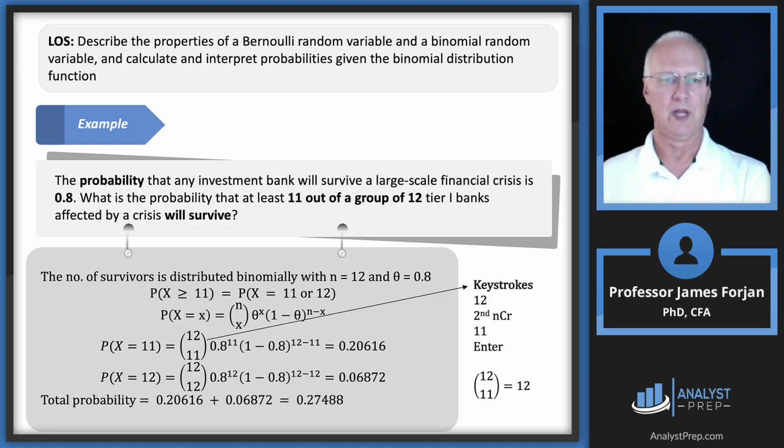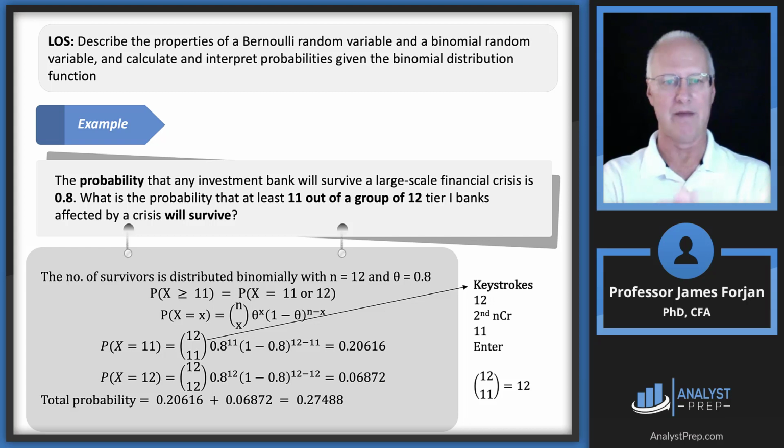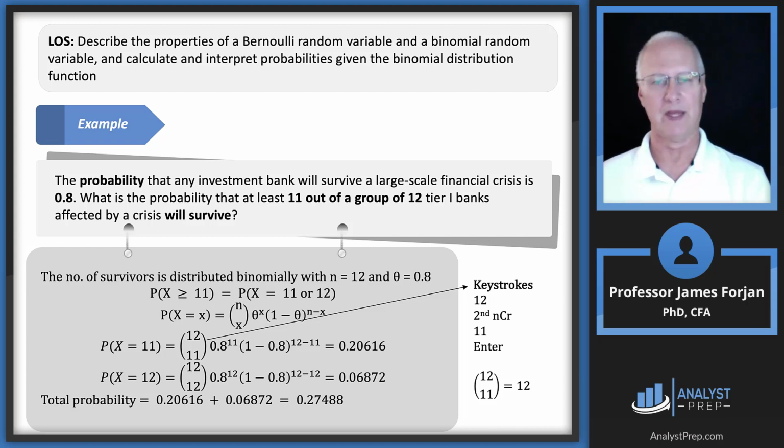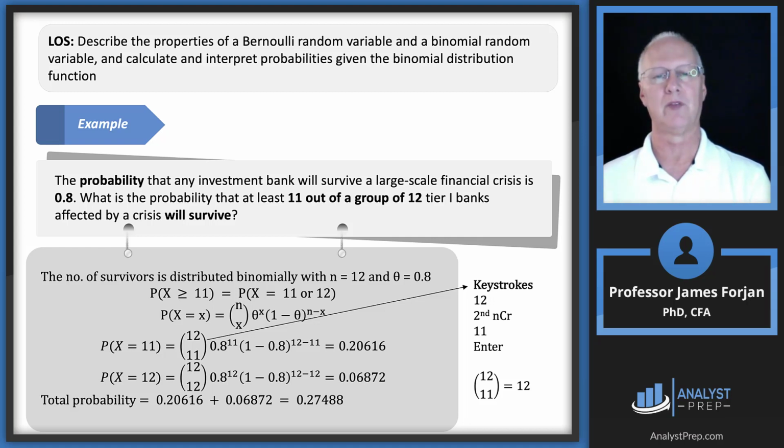Notice we're interested in the probability that at least 11 out of the group of 12 will survive. That's why in the parentheses we have x is greater than or equal to 11, and next to it we have the 11 or 12. All we're going to do is use the formula from the previous slide. For the factorials, we do 12 and 11, then 80% raised to the 11, and then 20% raised to the 12 minus 11, and that gets us around 20 or 21%.